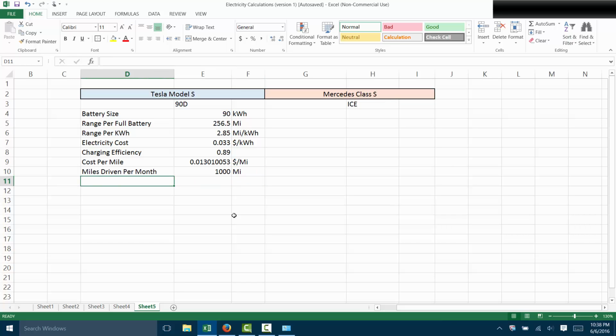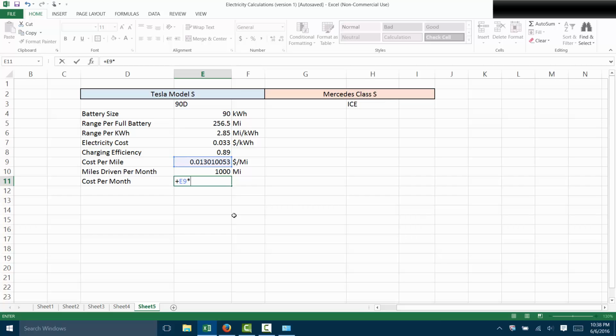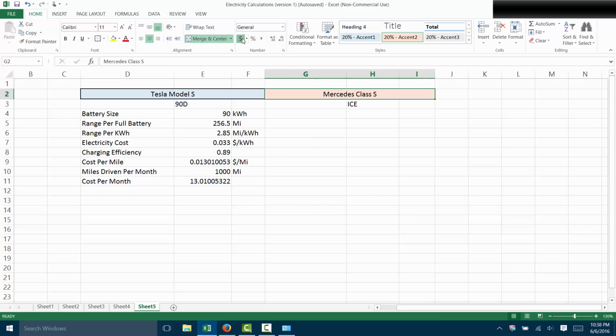So now what is the cost per month of driving the Tesla? The cost per month is going to be the cost per mile multiplied times the miles driven that month. And that brings us to this great number right here, and that is $13.